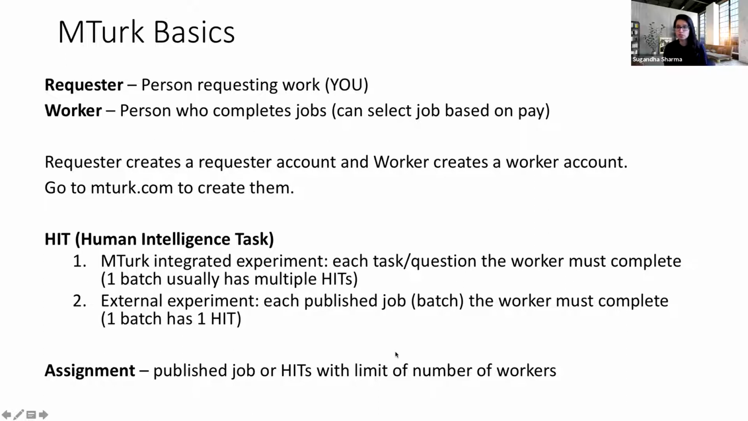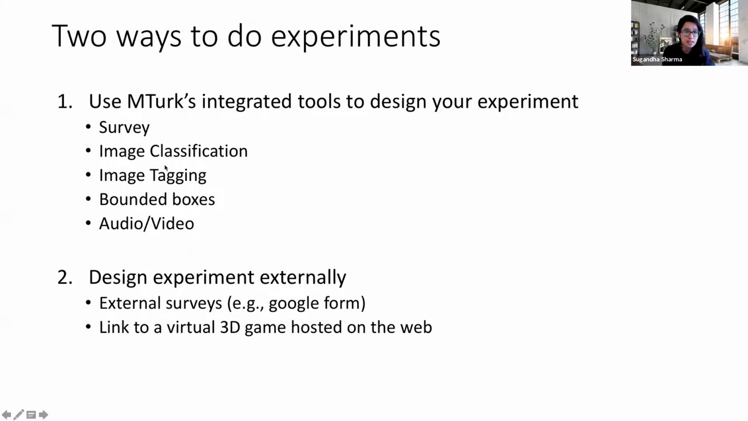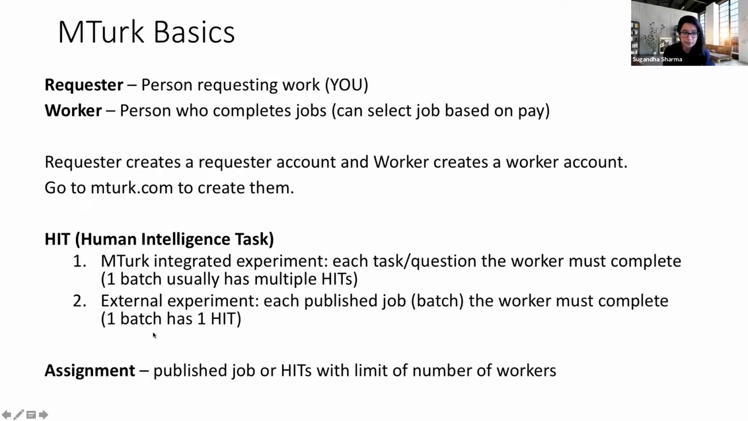And then there's also this very important terminology called HIT, Human Intelligence Task. In short, we just refer to it as HIT. The definition of a HIT varies depending on whether we're talking about option 1 experiments or option 2 experiments, right? For option 1 experiments, where our experiment is designed using the integrated tools in MTurk, each task or question that we ask of the worker to complete is usually a separate HIT, right?